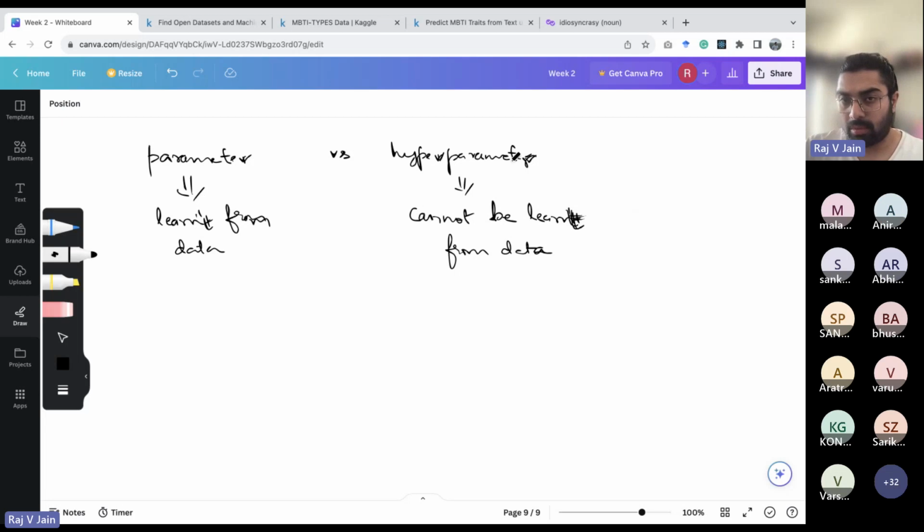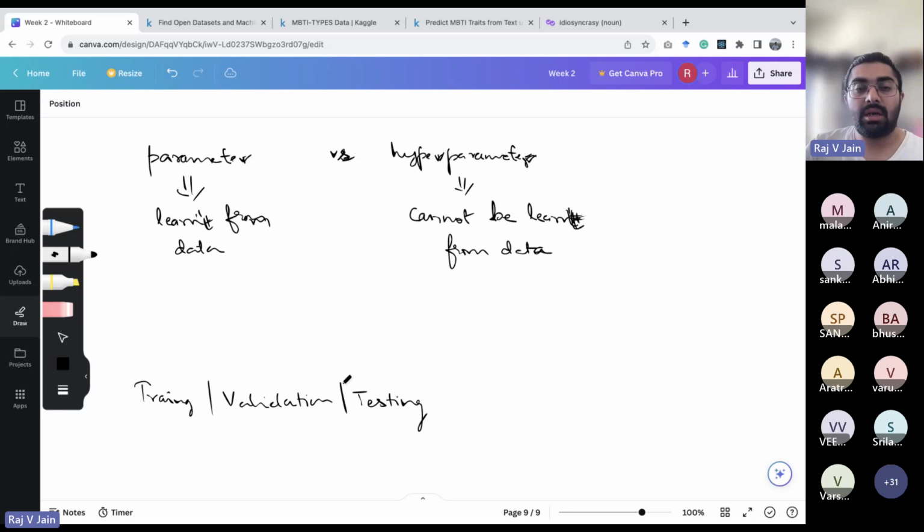Now, if you remember, last time we discussed splits of data. So what splits do we generally do for data in machine learning? Anyone want to give me all three names? Training, testing, and validation. Yes, correct. So training, validation, and testing, three values. The three splits we do of the data.